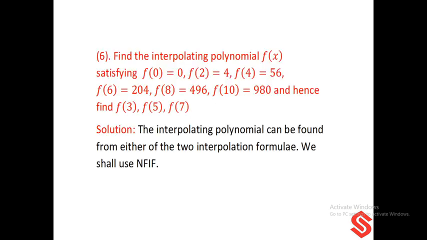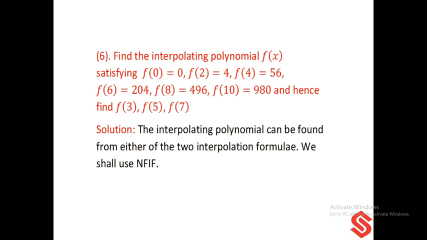Problem number 6. Find the interpolating polynomial f of x satisfying f of 0 is equal to 0, f of 2 is equal to 4, f of 4 is equal to 56, f of 6 is equal to 204, f of 8 is equal to 496, f of 10 is equal to 980, and hence find f of 3, f of 5 and f of 7.